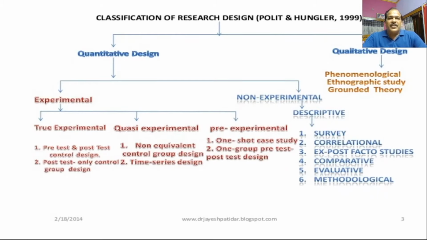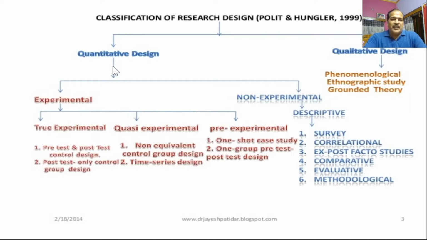Another classification of research design was given by Polit and Hungler in 1999. Here, they have divided the overall patterns of quantitative and qualitative design into different categories. In the case of quantitative design, it can be experimental or non-experimental, while in the case of qualitative design, we can go for three types of study. The first is the phenomenological, then the ethnographic study, and the grounded theory.